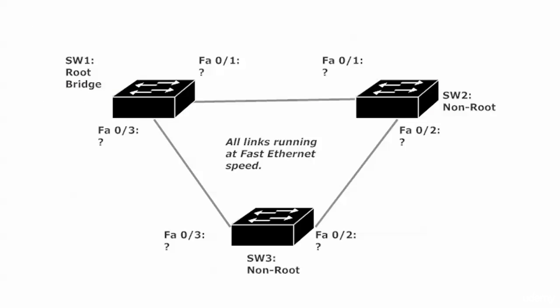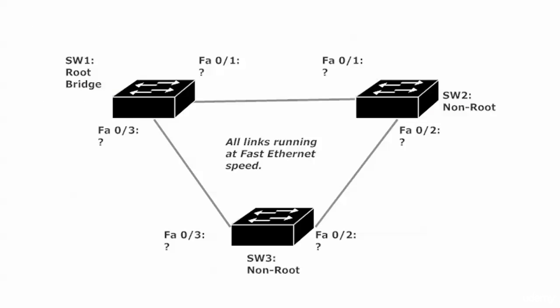So here's our network. And we have switch 1. Switch 1 is the root, and switches 2 and 3, therefore, are non-roots. You see the cabling. Switch 1 and switch 2 are trunking using their fast Ethernet 1 interfaces. Switch 2 and switch 3 are trunking using their fast Ethernet 2 interfaces, and finally switch 3 and switch 1 trunking, and they're using their fast Ethernet 3 interfaces.